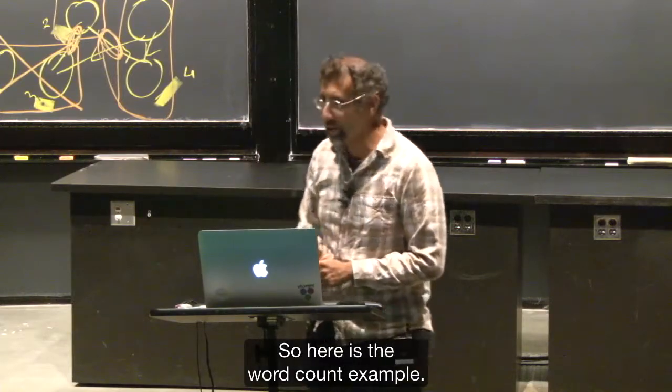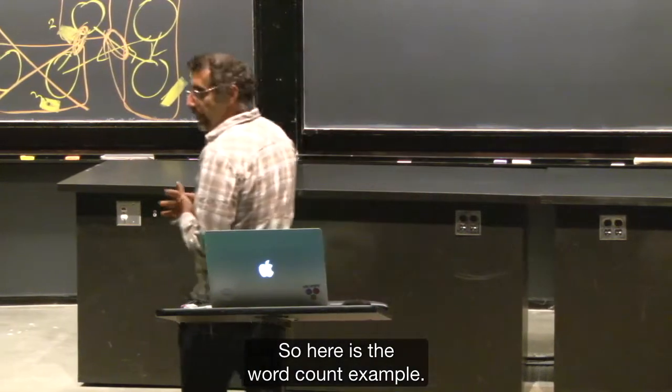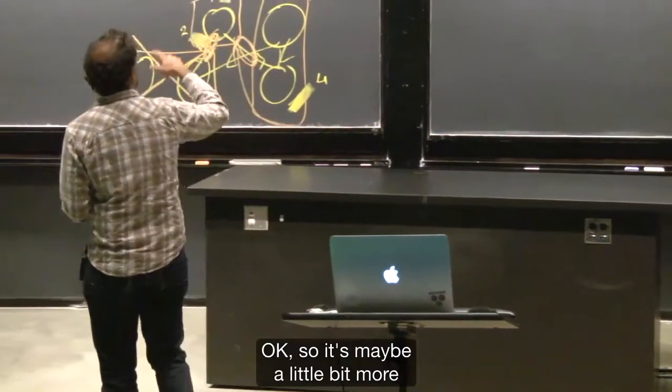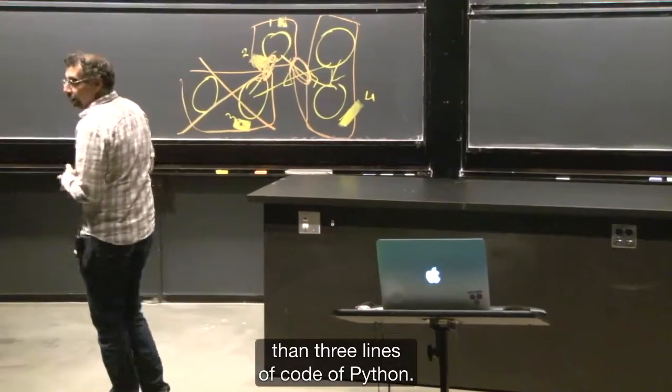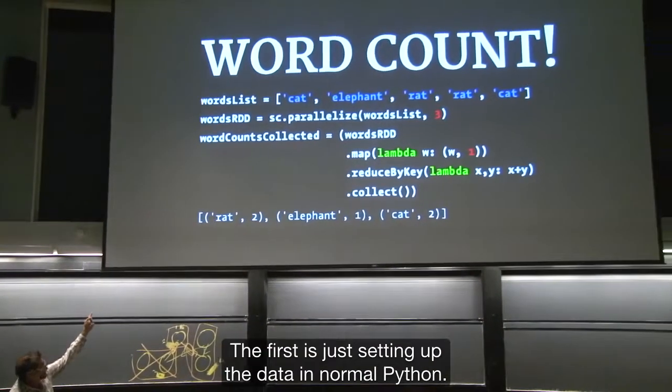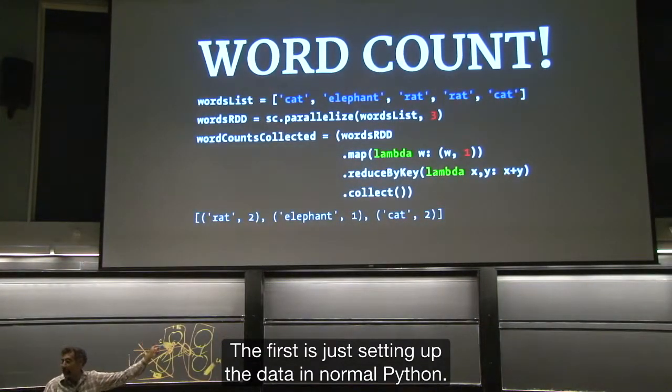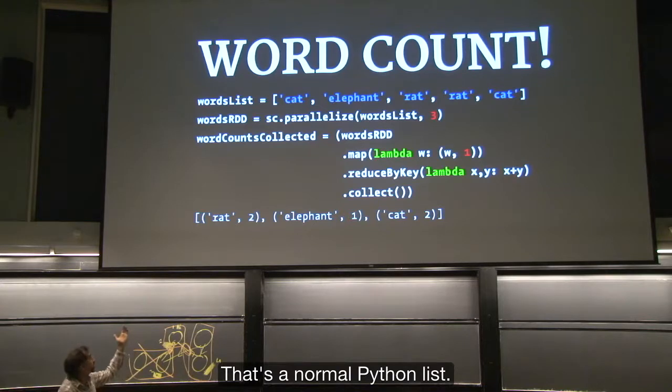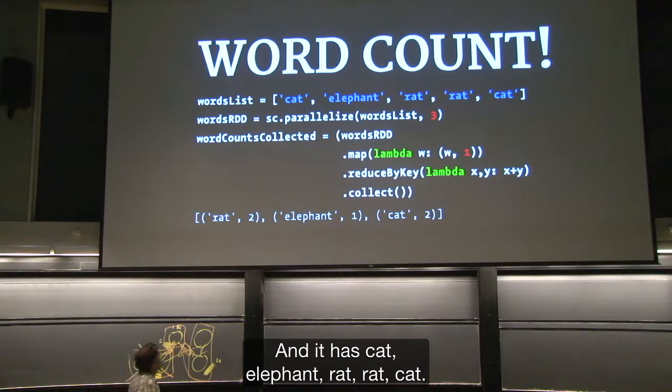So here is the word count example. This is it. It's 1, 2, 3. Okay, so it's maybe a little bit more than 3 lines of Python code. It's really simple. The first thing is just setting up the data in normal Python. That's a normal Python list, and it has cat, elephant, rat, cat.